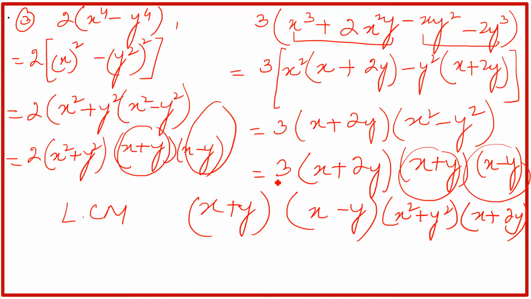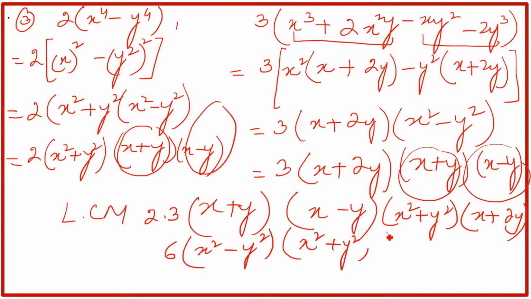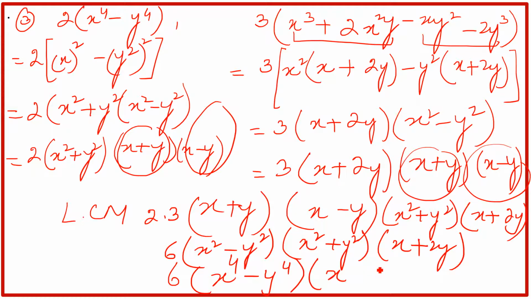Right? Okay. And then 3 is here but not here. 2 is here but not here. So we have to write down 2 multiplied by 3 as well, which is equal to 6. Right? These two will be x square minus y square. It is the formula. And then x square plus y square will remain the same, x plus 2y. Again, this is the formula, which will be equal to x⁴ minus y⁴ into x plus 2y. So this is the answer.